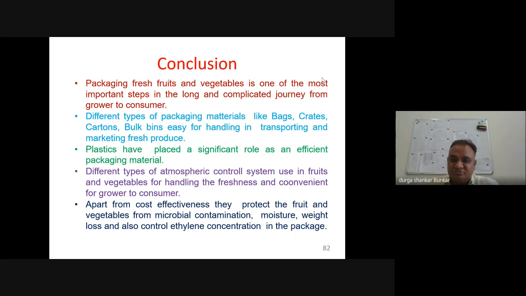steps in the long and complicated journey from grower to consumer. Then we can say how it is required to maintain the quality of the fresh produce. There are different parameters of the packaging material, and if we go to design a packaging material, then we have to consider all the factors, and we sum up with the best result so that we can design a suitable packaging material for a particular food product.